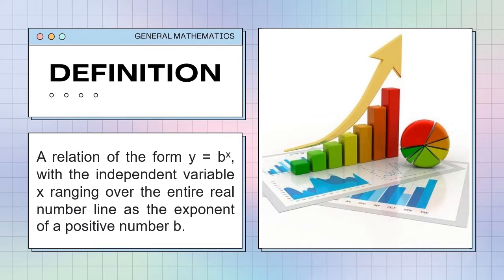Exponential function is a relation of the form y is equal to b raised to x, with the independent variable x ranging over the entire real number line as the exponent of a positive number b.